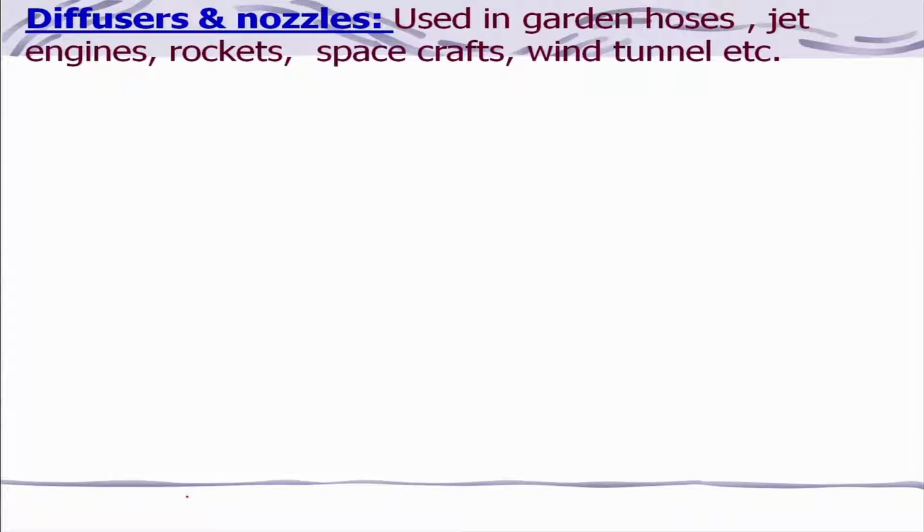So, let us consider the diffuser and nozzles used in your garden hoses and jet engines, rockets, spacecrafts, wind tunnels. Several places nozzles and diffusers are being used, right. You might have played with garden hoses, right. Yes or no?